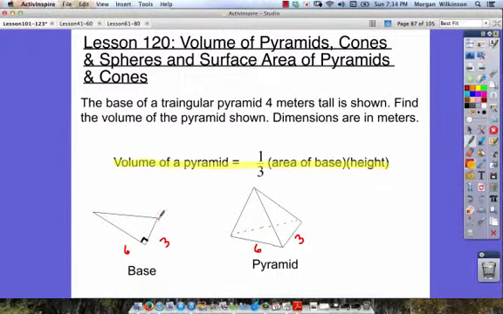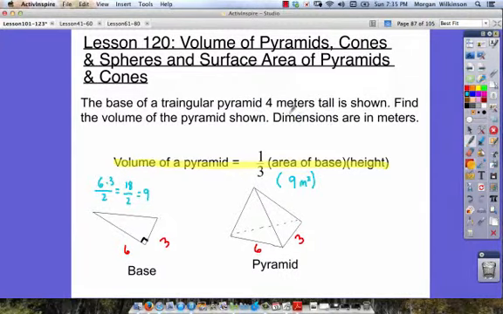The area of the base, well, it's a triangle for this pyramid, so the area of the base is going to be 6 times 3 divided by 2. So 6 times 3 divided by 2, we'll use a different color. 6 times 3, that's 18. And half of 18 is 9. So the area of the base, that must be 9, and it's going to be in square meters.